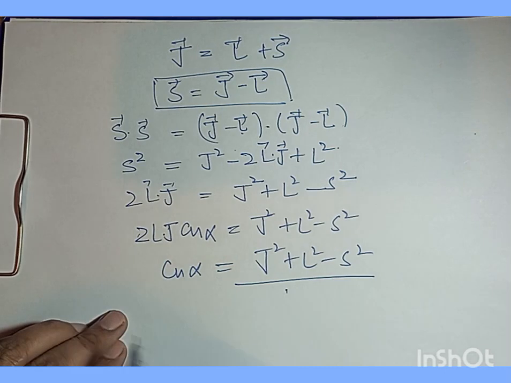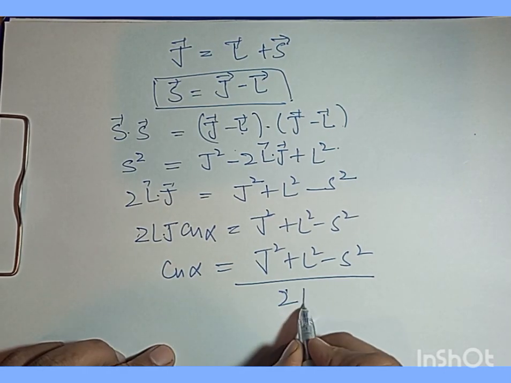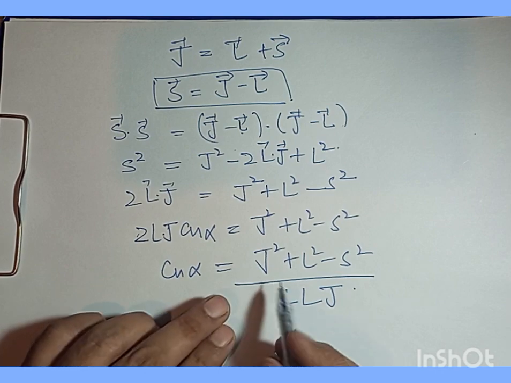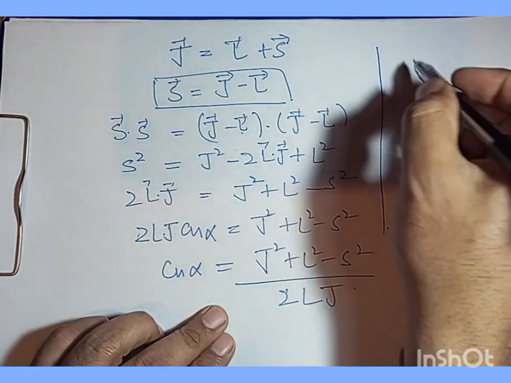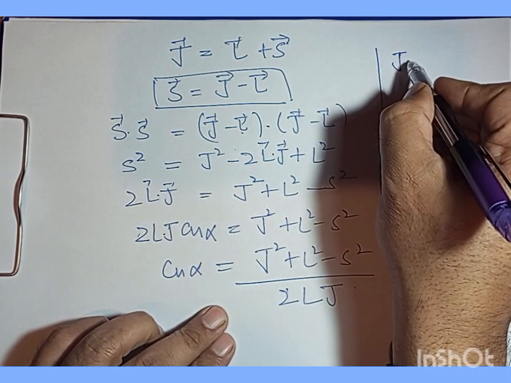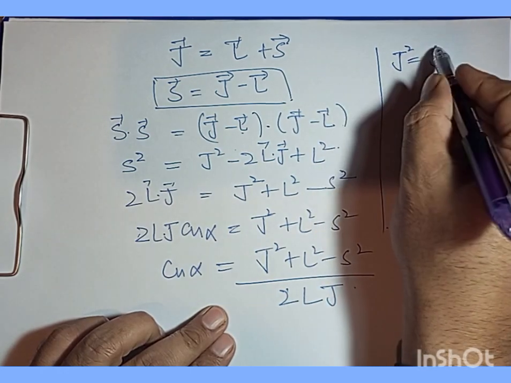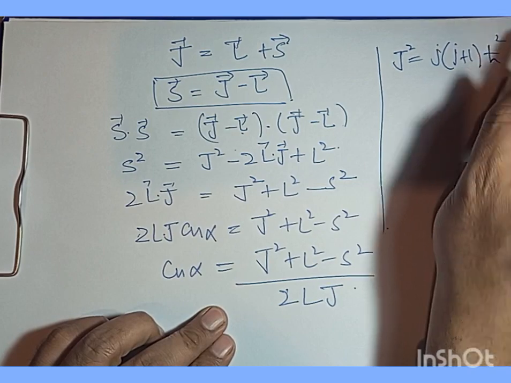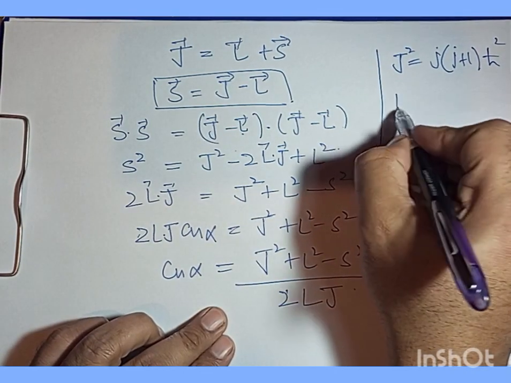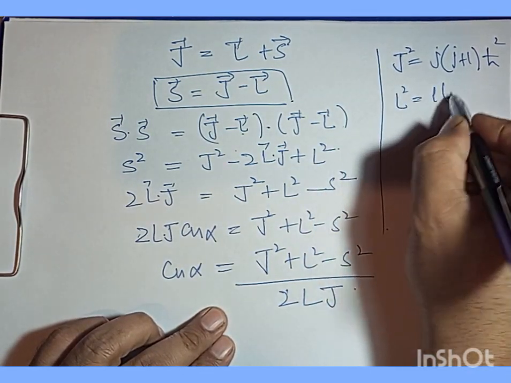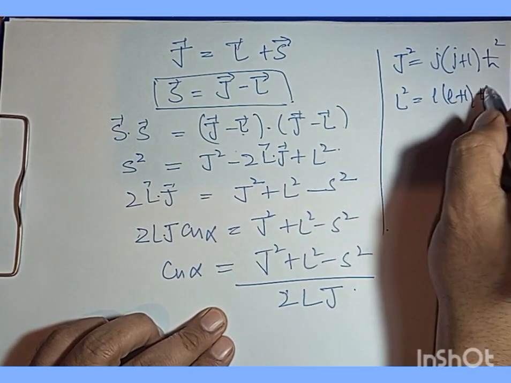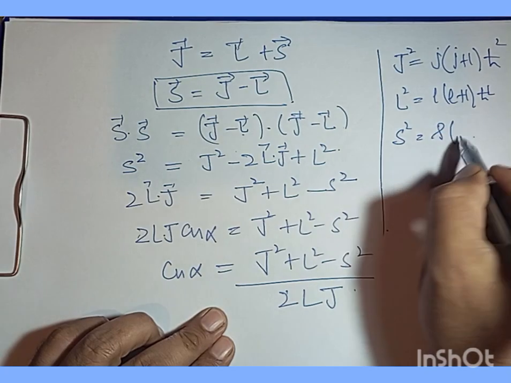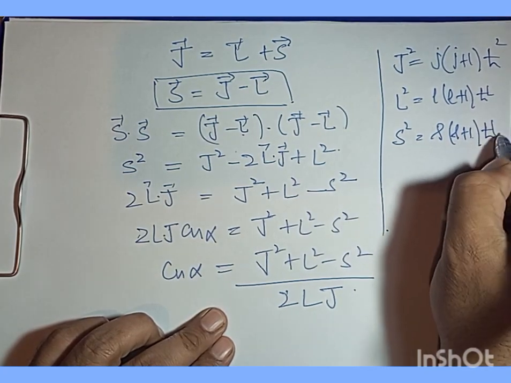Here we have 2 times, so this will be 2 times magnitude of L and magnitude of J. And we know from quantum mechanics that J square is J times J plus 1 ħ square. And the same is the case with L square, which is L times L plus 1 ħ square, and the same is the case with S square, which is S times S plus 1 ħ square.